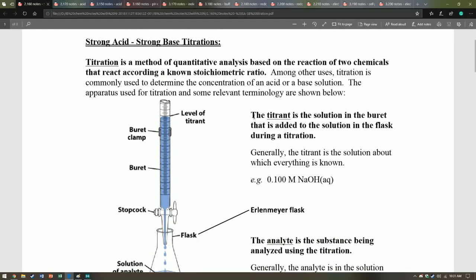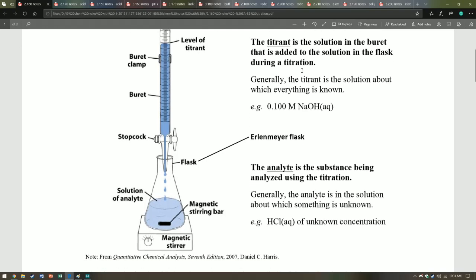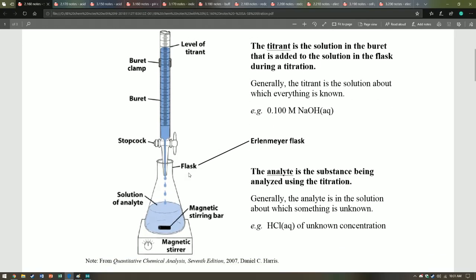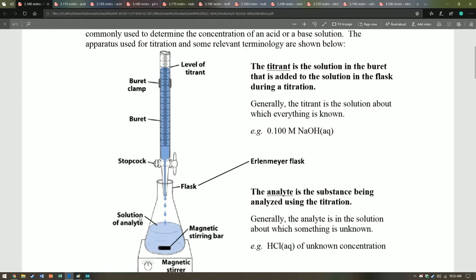Now, let's go through a bit of vocabulary here. So this is sort of the apparatus of a titration. This is what we call a burette. It has a stopcock, with a flask with a magnetic stirring bar and stirrer. And this is the solution of analyte. That's the solution that you're titrating. This is what we call the stopcock, burette clamp, and here you can measure the level of titrant.